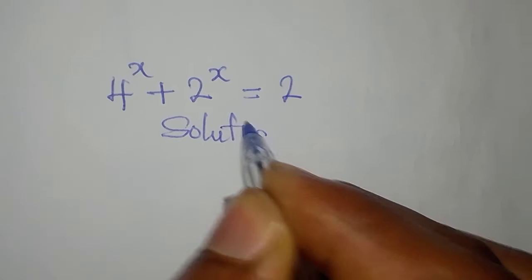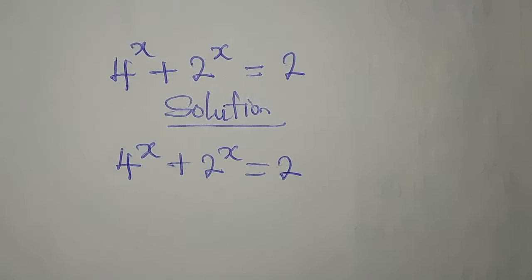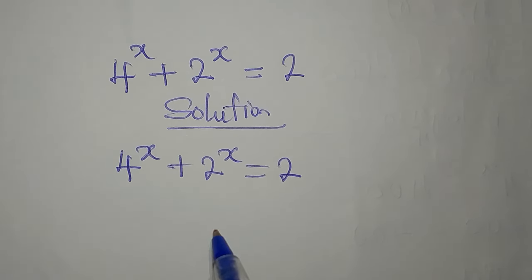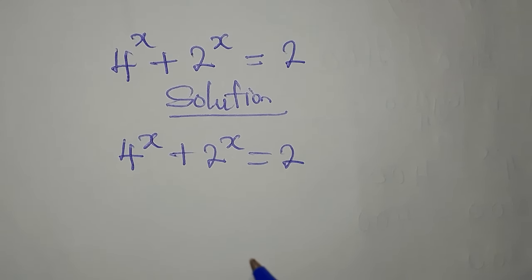Let's provide a solution to this problem here. 4 to the power of x plus 2 to the power of x equals 2. By looking at this problem, we should know the real value of x. But our target is not just knowing the real value, it is knowing how to solve it.